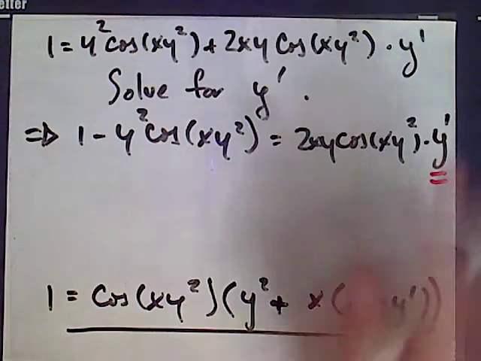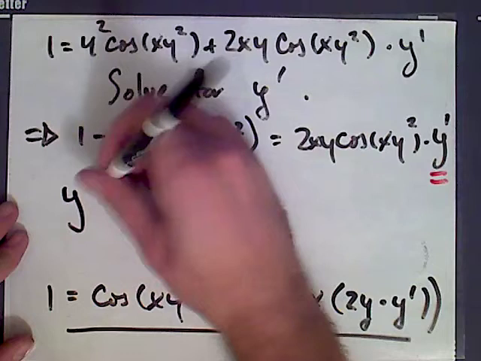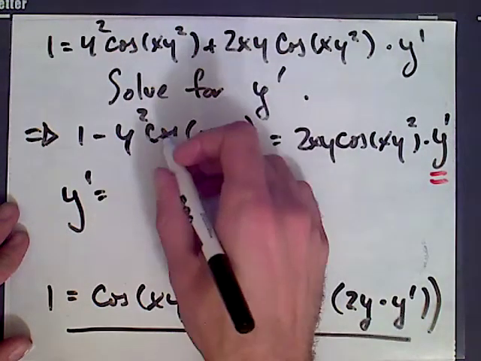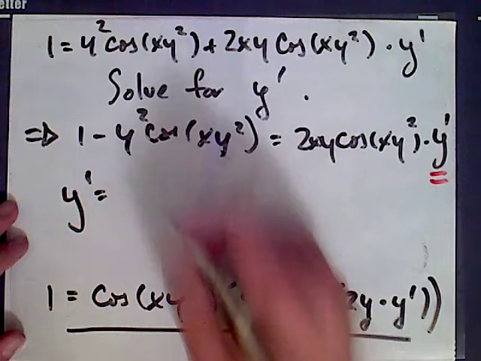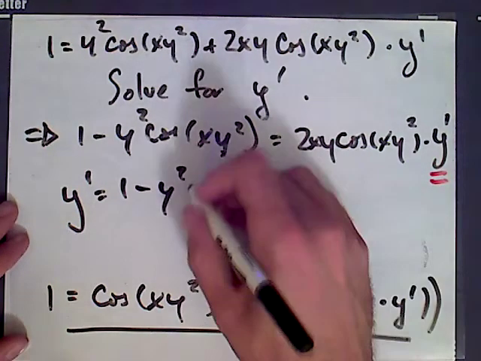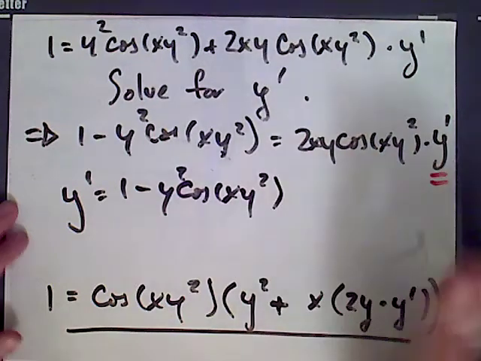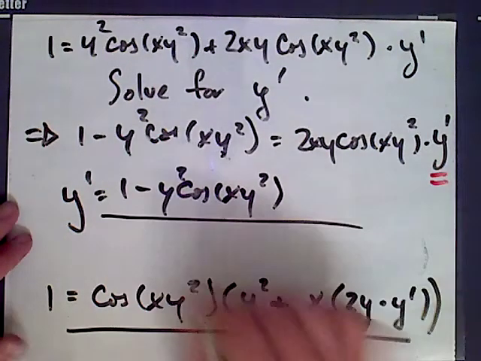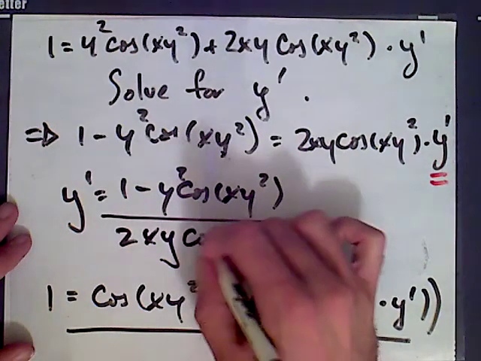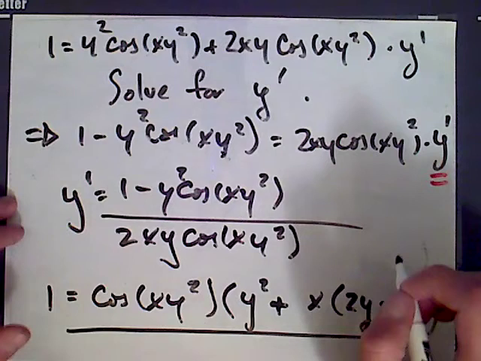I'm going to switch around the sides of this equation here. We get y prime equals this left-hand side here divided by this factor here. So that's 1 minus y squared cos of x y squared, divided by 2xy cos of x y squared. Okay, and that's our answer.